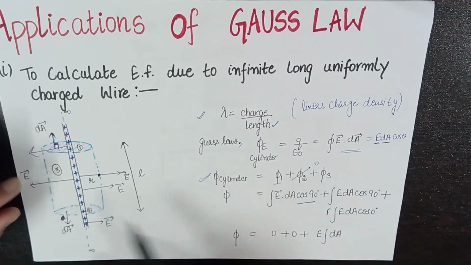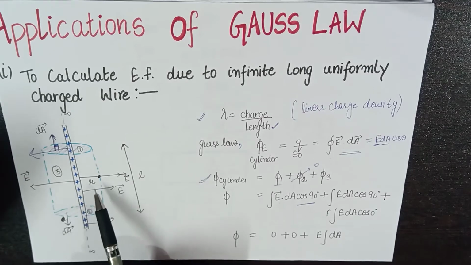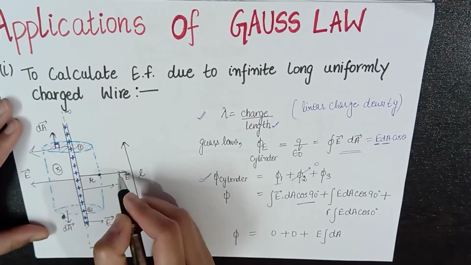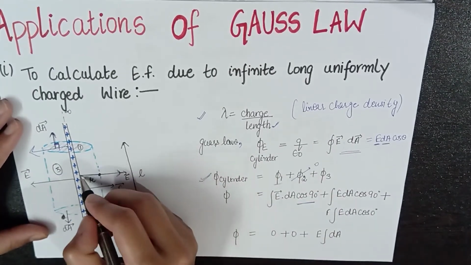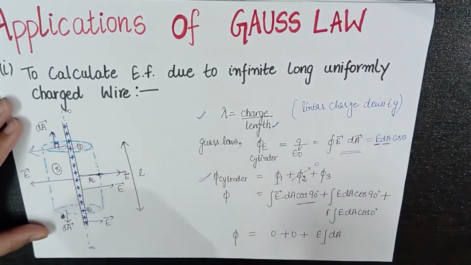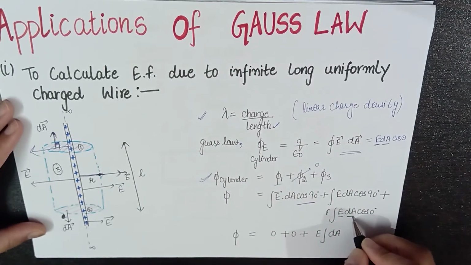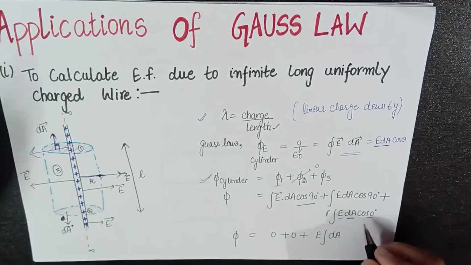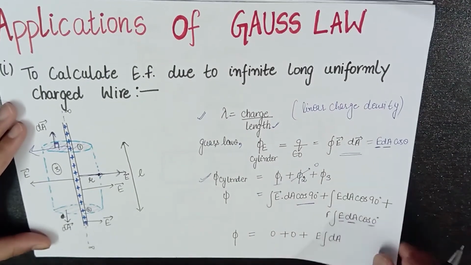Now the final one, which we need to calculate, is the curved surface area. If you consider the curved surface area, you will find that the electric field is directed away, in the outward direction. Similarly, your area vector is also in the same direction. So we can say that the angle between the electric field and the area vector is 0 degrees. So you can say E dot dA is E dA cos 0 degrees. Cos 0 degrees means 1. So E dot dA comes out to be like this.